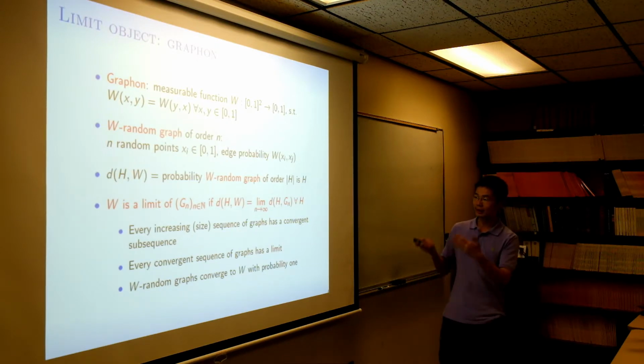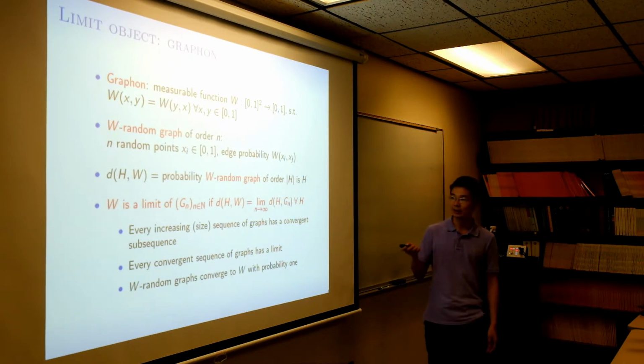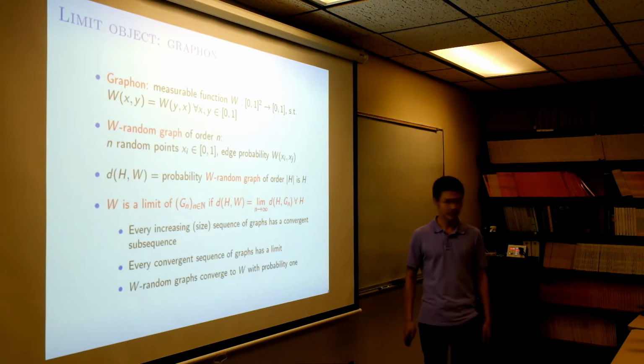So we say, okay, a sequence is converged, say Gn converges to W in the limit, then you know that the limit of the densities for any H induced density also converges to the density in W. And we have some good properties.